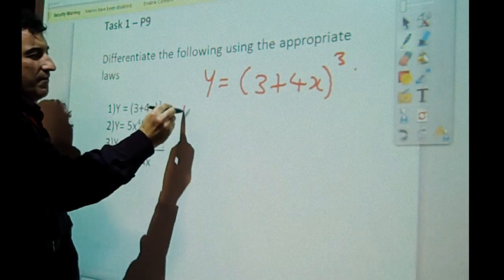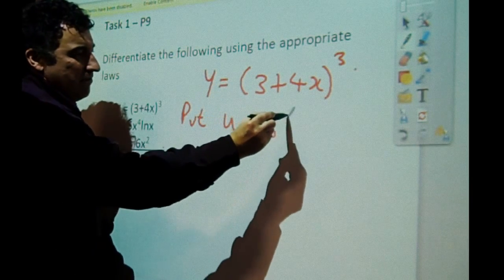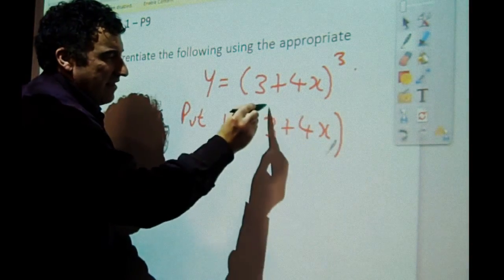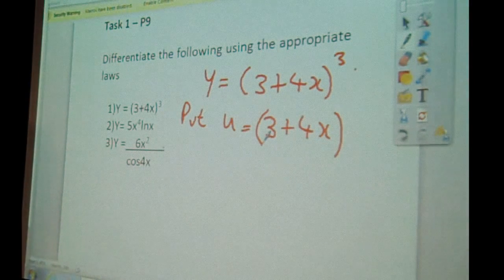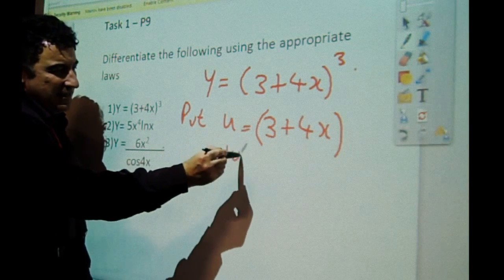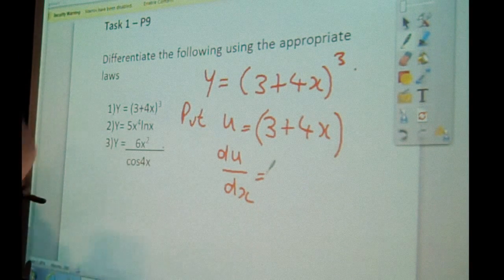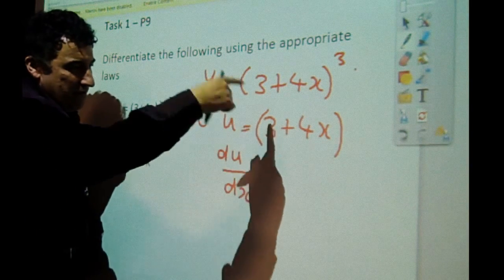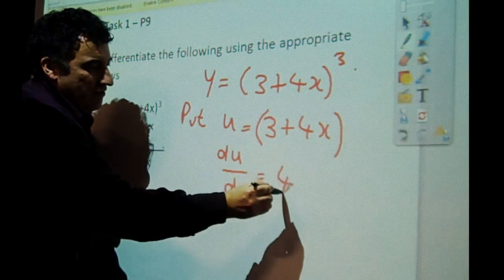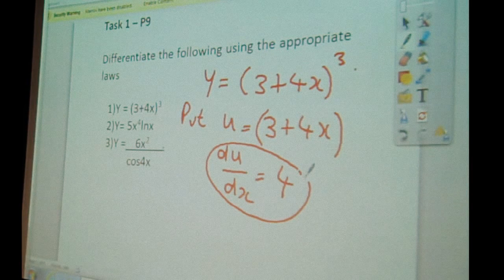Now if we put u is equal to this thing here, 3 plus 4x, and we've got to differentiate it. It's not dy by dx, it's actually du by dx. This is denoted by the two letters here. So this is du by dx. If you differentiate a number, it disappears because you can't get a slope on a number. But if you differentiate this using the previous equation, we end up with 4.